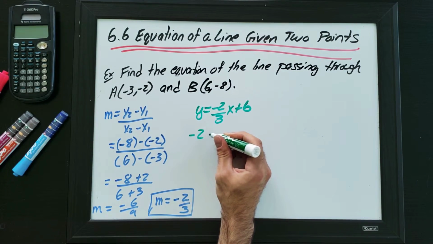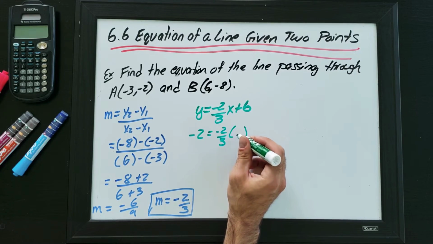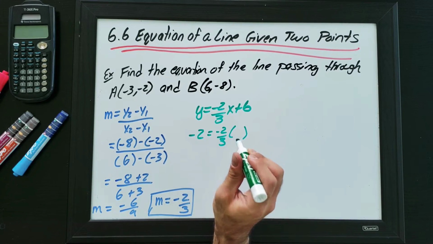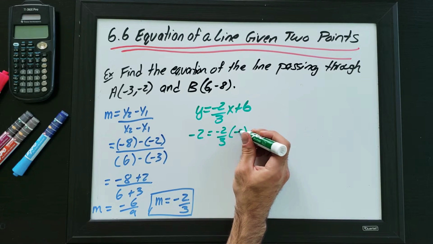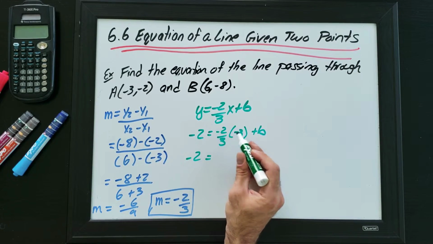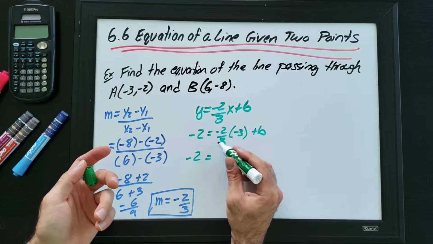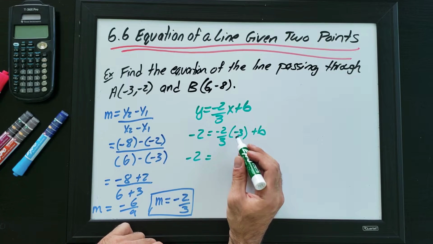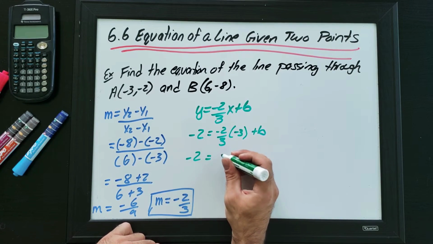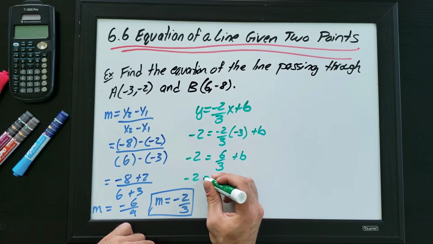So I'm going to plug in my y value as -2. Nothing else changes. My x value in brackets is going to be -3. And this is just plus b. Multiply. You could cancel this out. I know more than half of us aren't happy with that. So I'm just going to multiply these. This is going to be 6 over 3, which is 2.